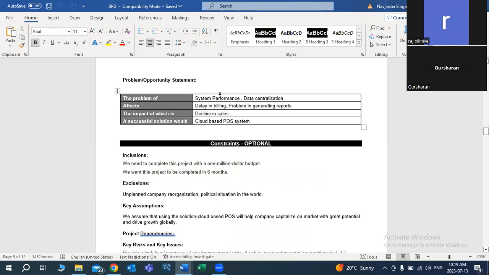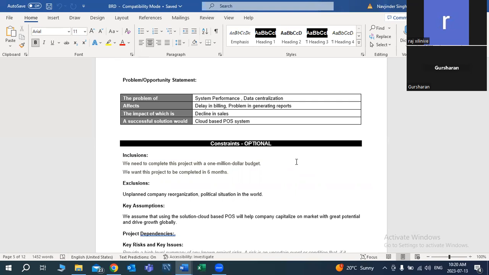Yeah. The problem was that. Okay. Next. Because of the problem, what is getting affected? Because of the system, performance will be delayed, automatically billing will be delayed. If there is no data centralization, whatever reports we want to generate to have a better idea for decision making will be a problem. These are the two effects.